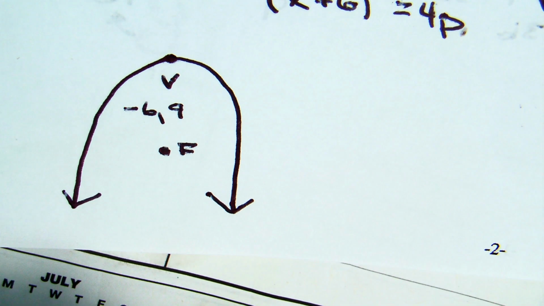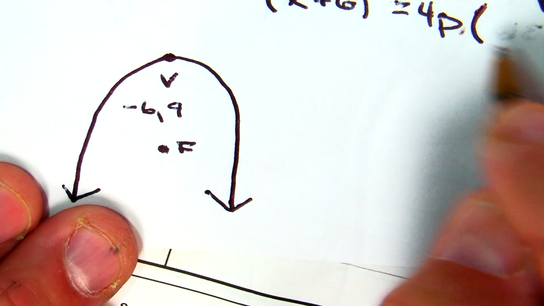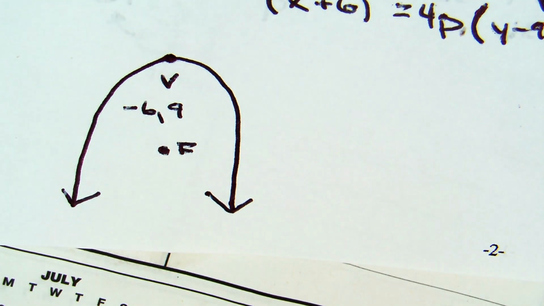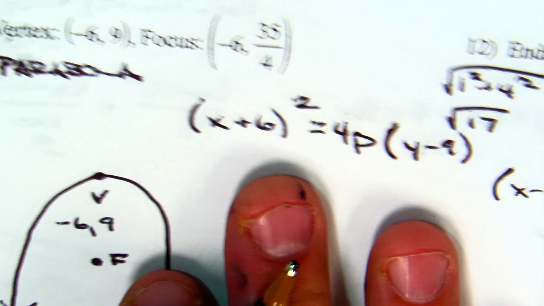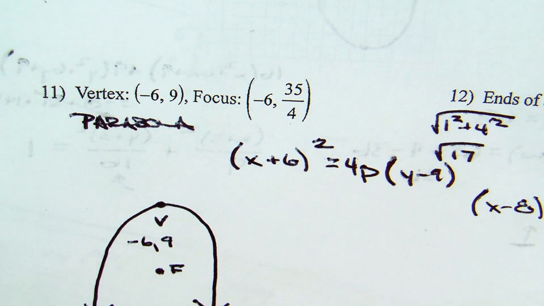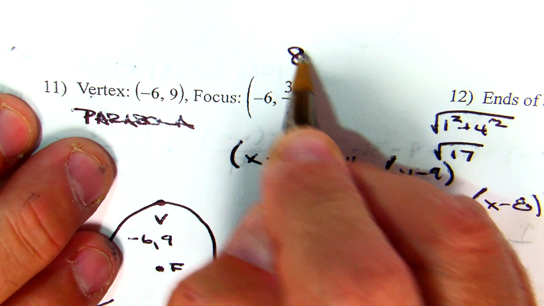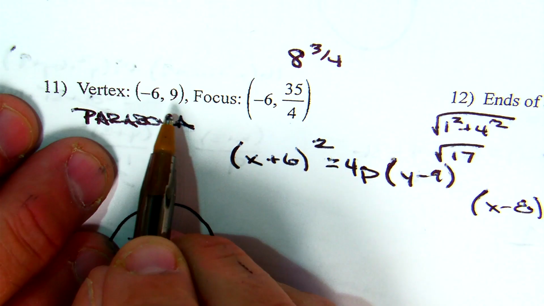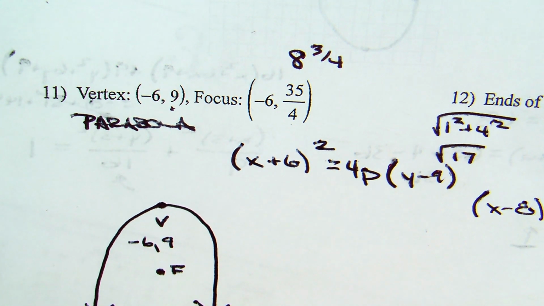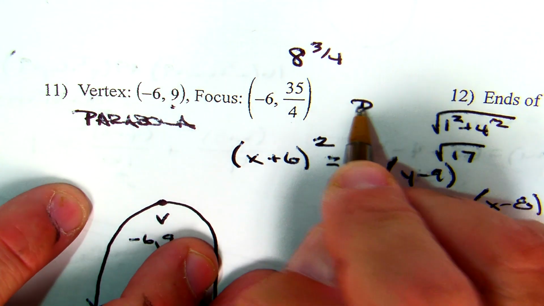All right. So, y minus 9. Remember, P is the distance from the focus to the vertex. This is 8 3/4 or 8.75, and that's 9. How far is it from 8 3/4 to 9? 1/4. Make sense? So that means P is equal to 1/4.